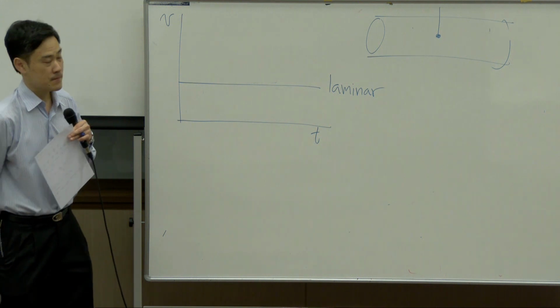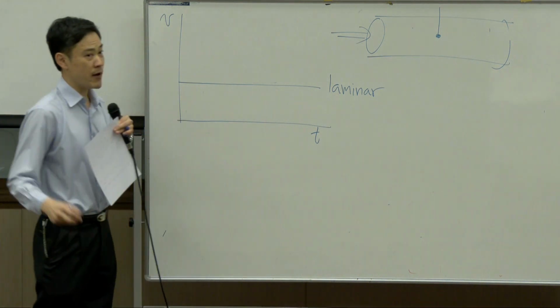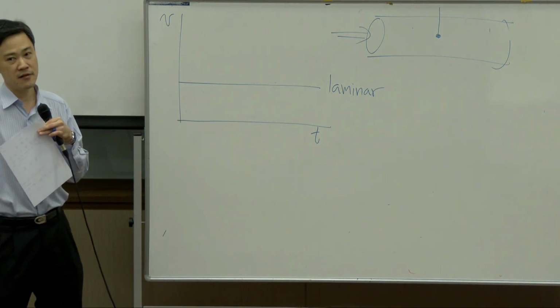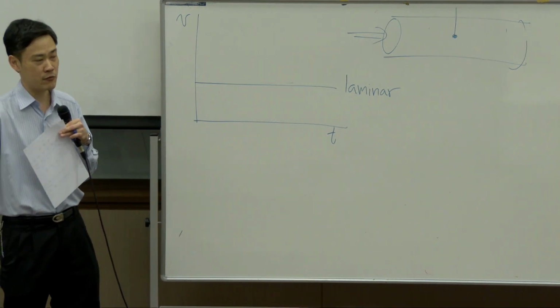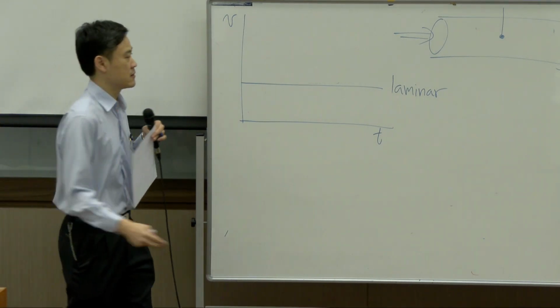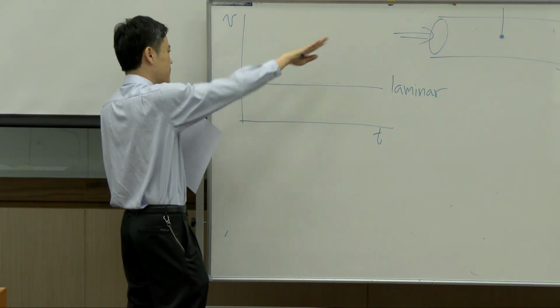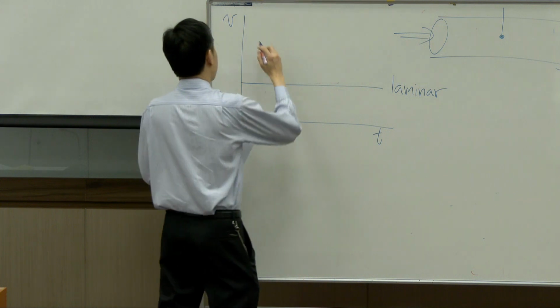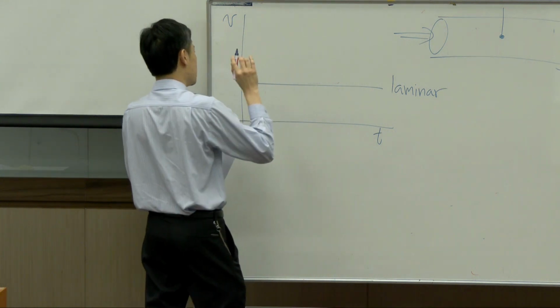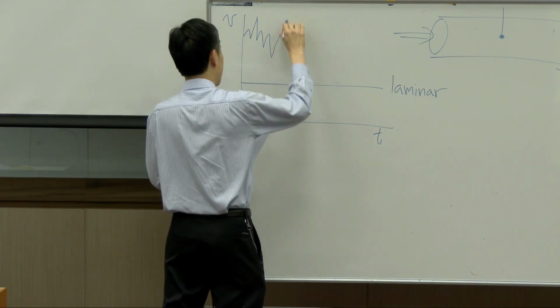Okay? But if you increase the flow rate further, so that the Reynolds number increases greater than 2100, you enter the turbulent region. The level of this flow rate would go higher because you apply more flow rate, right? At some point, when you reach the turbulent region, what you have is something like this.